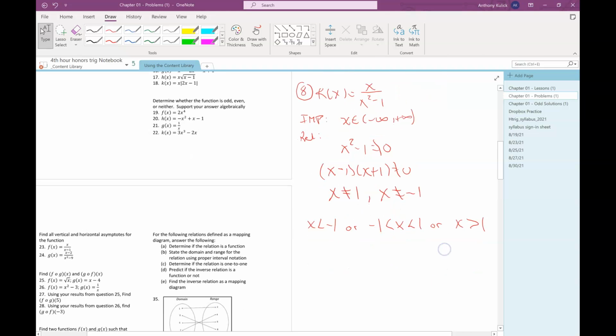So I can then just create an interval for each of these. Less than -1 is -infinity to -1. Between -1 and +1 is just -1 to +1. And then greater than +1 is just 1 to infinity. And I'm done.